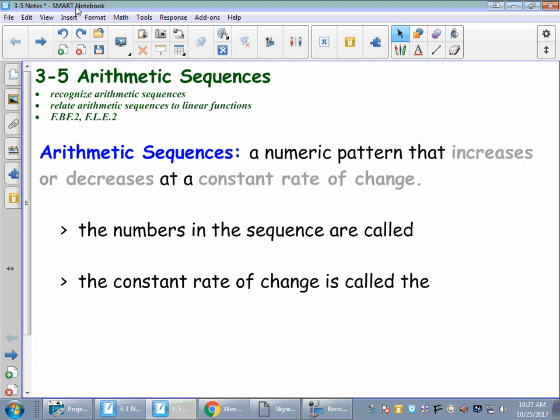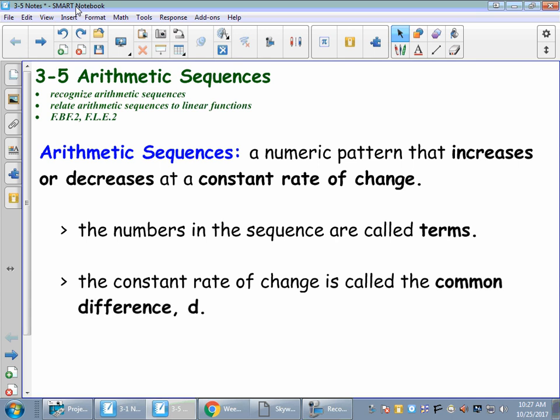So first of all, the definition of an arithmetic sequence is just a numeric pattern that increases or decreases at a constant rate of change. So between the numbers listed, they're either being added by a certain number or subtracted by a certain number, and we usually say that's just adding a negative number. The numbers in the sequence are called terms. And then the number that you're adding or subtracting each time is called the common difference.